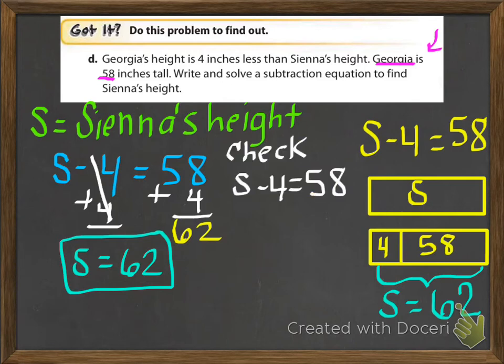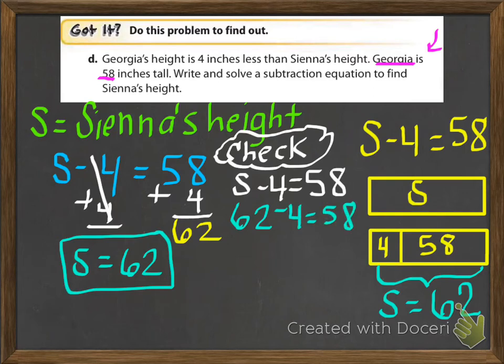For the check, it would be great if you would write the word check, put it in a bubble, and then write your original equation, which was S minus 4 equals 58. Then you want to plug in what you got. So you got 62 for the S, minus 4 equals 58. And then you actually want to do the math on the left-hand side. 62 minus 4, you want to say to yourself, what is that? Well, 62 minus 4 is in fact 58. So 58 is equal to 58. Notice I didn't change anything on the right-hand side of the problem. The 58 stayed the same the whole way down. So we're checking to see if both sides balance.